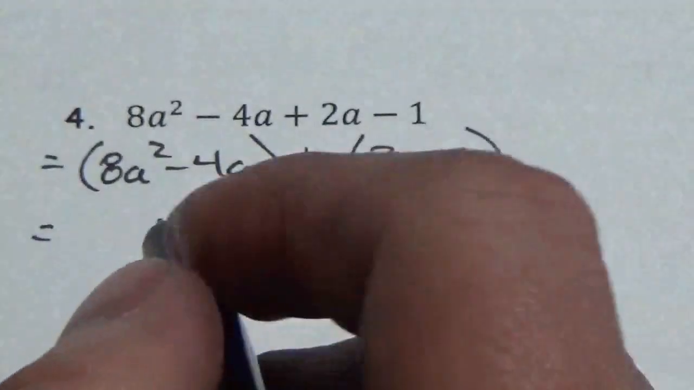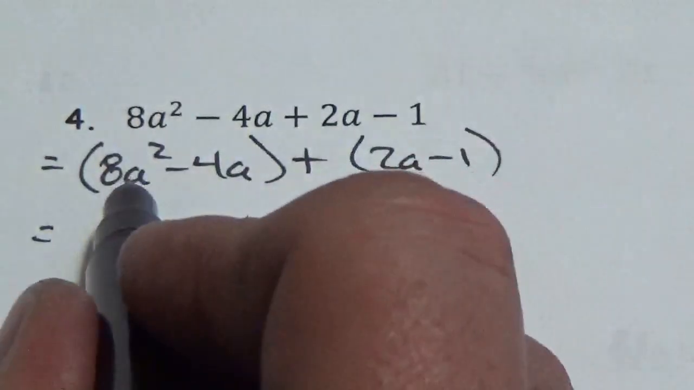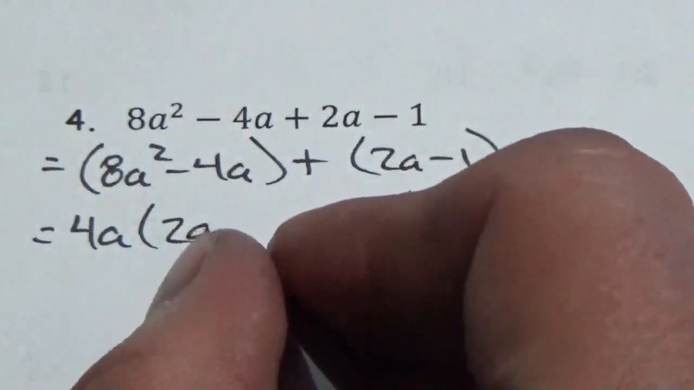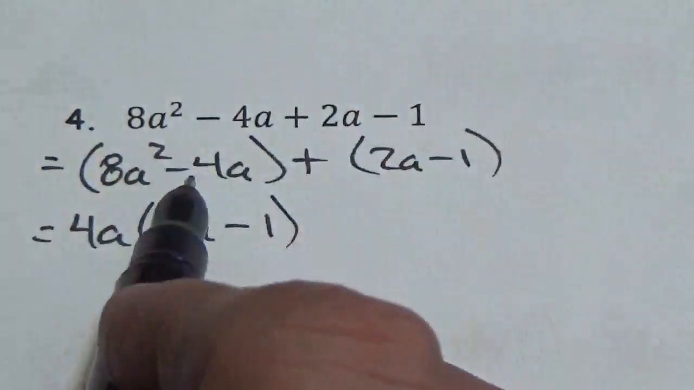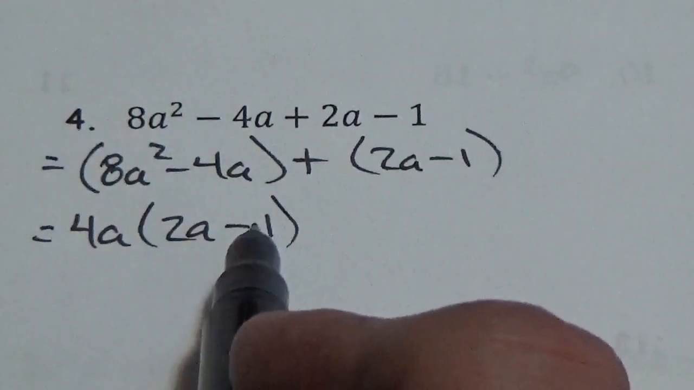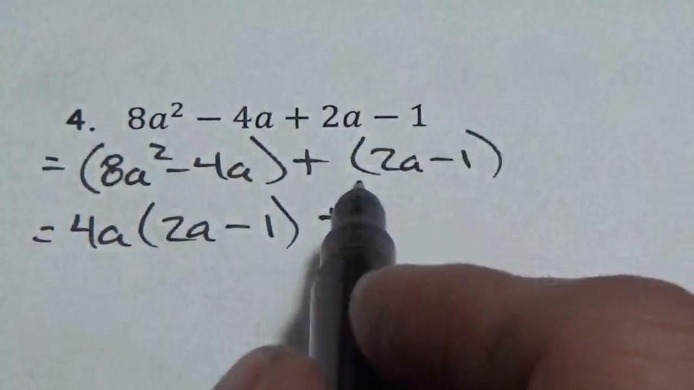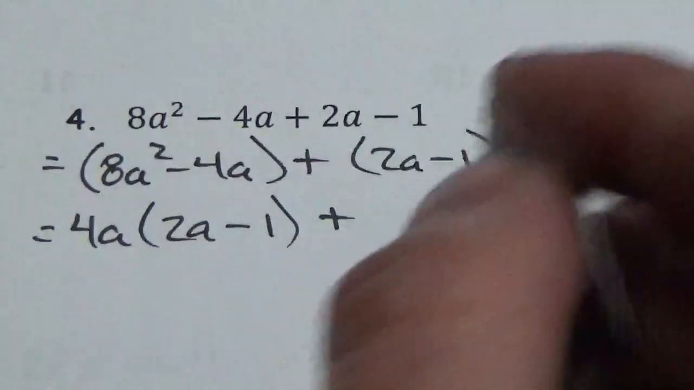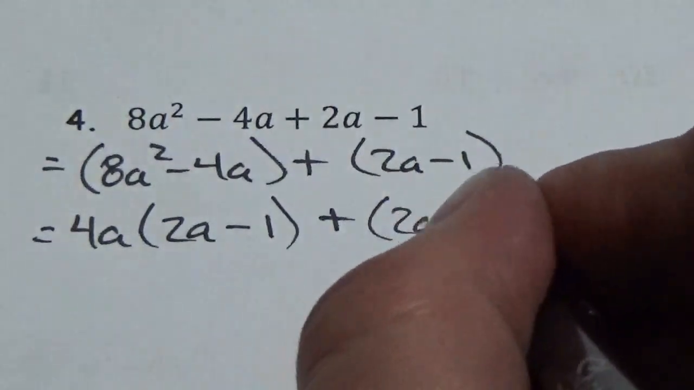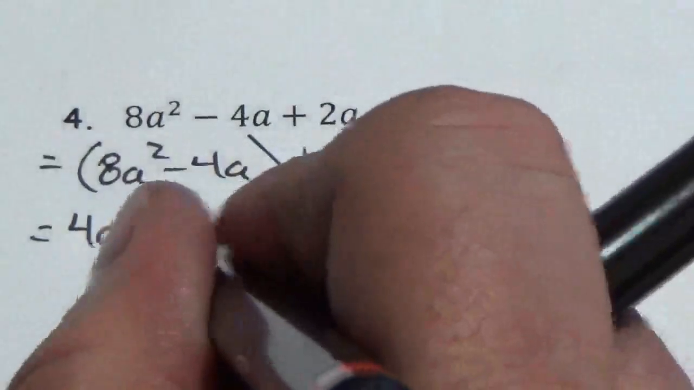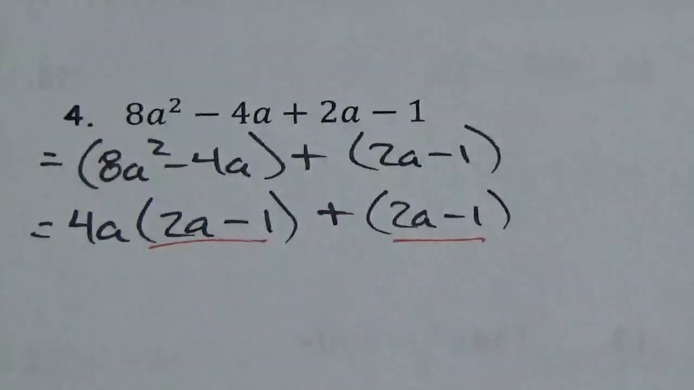What's common to both of those is going to be a factor of 4 and an a here. So 4a multiplied by 2a minus 1. Remember, 4a divided by that 4a is going to get you that 1 right there. Plus, well, there is nothing common to 2a minus 1. There's nothing shared there. But that's okay, because even though I didn't have anything to pull out here, I still end up with this common binomial factor. Well, that's kind of nice.